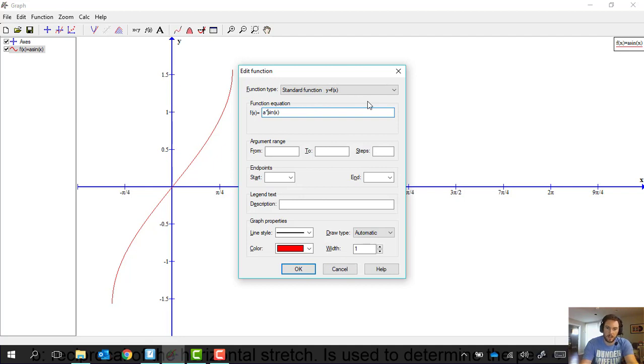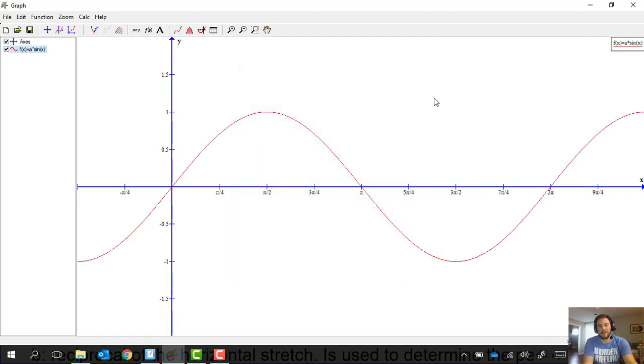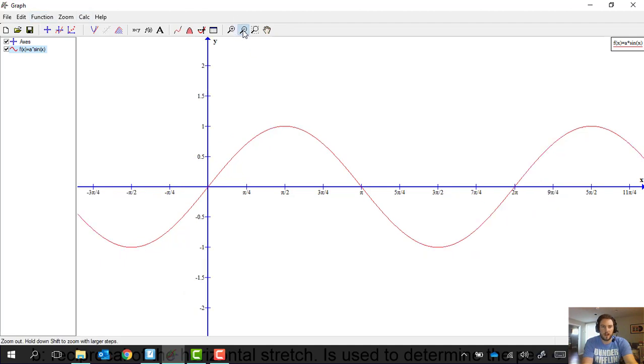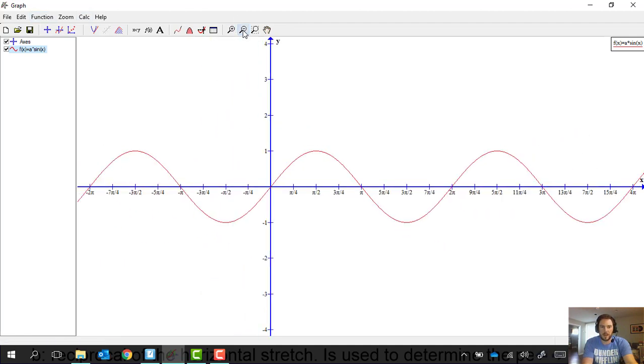Sorry, a times sine x. There we go. So right now, a is equal to 1. So this is the graph we should be used to seeing, right? Where my a value is 1, so it goes from 0 up to 1, back down to pi, down to negative 1, and up to 2 pi. So let's see what happens when I change my a value.